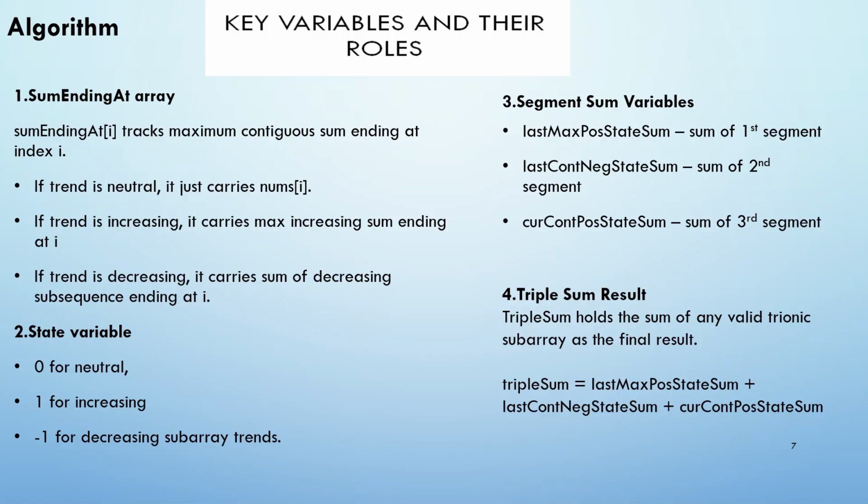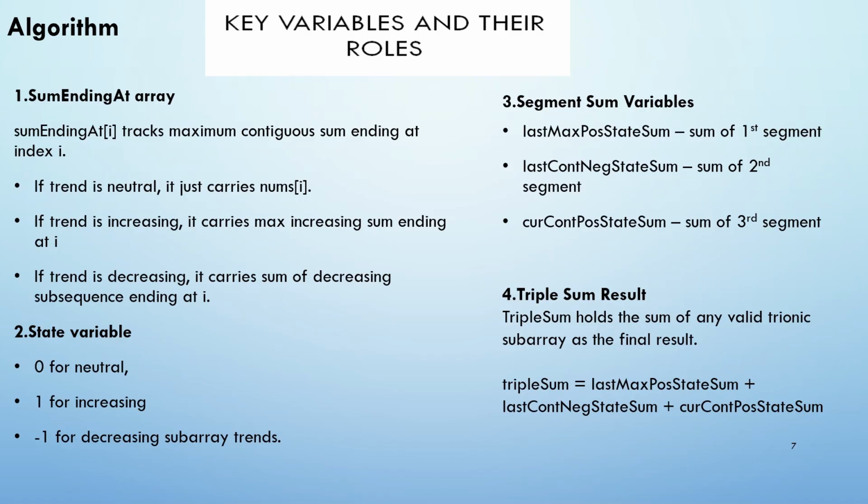Second type of variable is state, obviously, to store whether we are at increasing trend or decreasing trend, or we are at neutral trend. So accordingly, the state value will be 0, 1 or -1. Coming to the segment sum, like we have discussed before, we will store 3 segment sums which will be kept updated at each iteration.